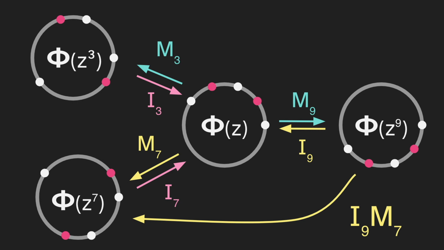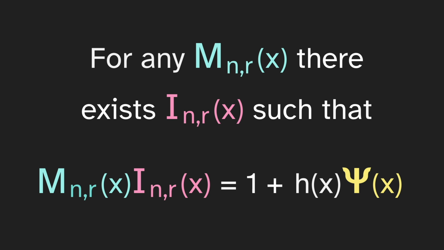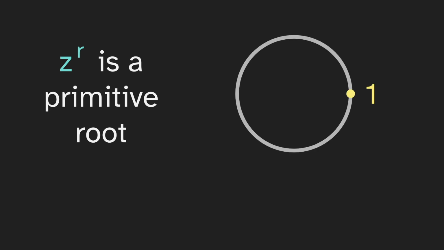Now again, we've done this work with the 10th roots, but we can do this more generally. For any modifier m, there exists an inverse I such that m times I equals 1 plus a multiple of psi. And in order to prove this, we'll first remember that z to the r is a primitive root. What does it mean that it's a primitive root? If you recall from earlier, we start with 1 and then we multiply by a primitive root, and then at some point we get a point that's equivalent to z.